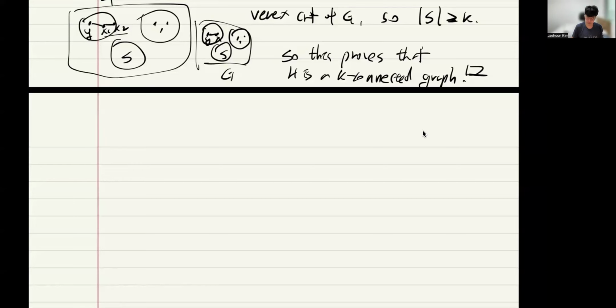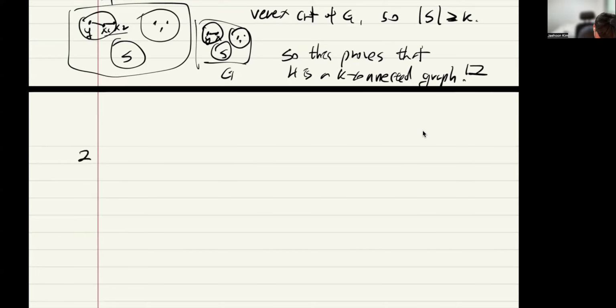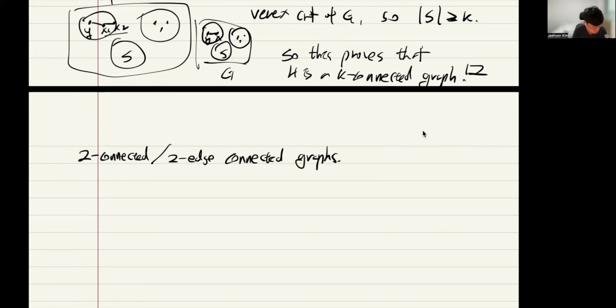So now we want to consider two connected graphs and two edge connected graphs. We want to find some operations that possibly help us to understand the structure of two connected and two edge connected graphs.